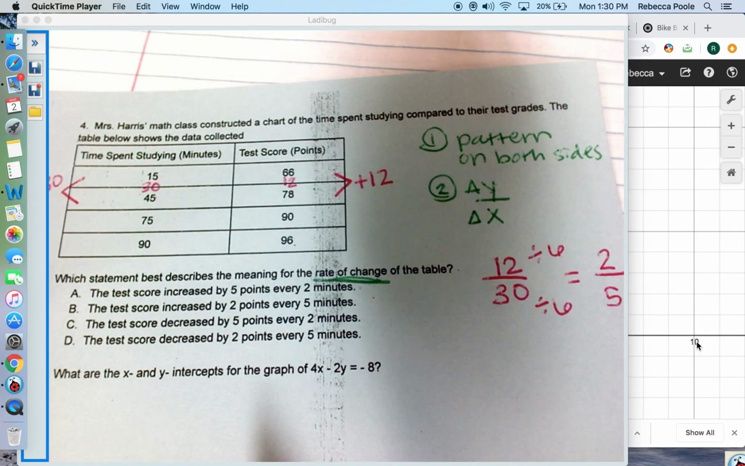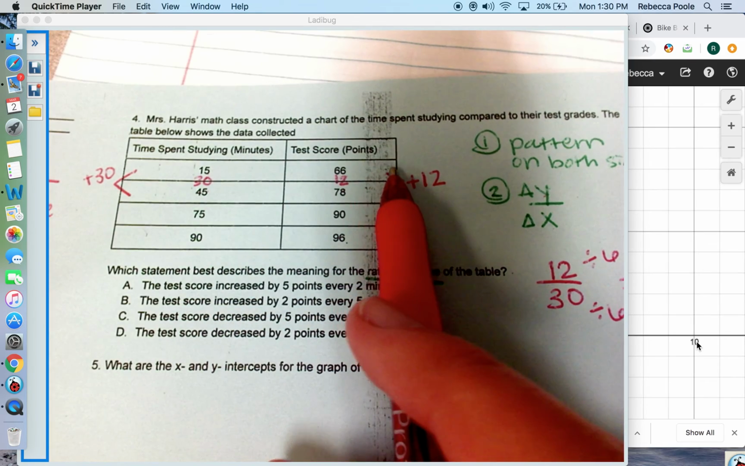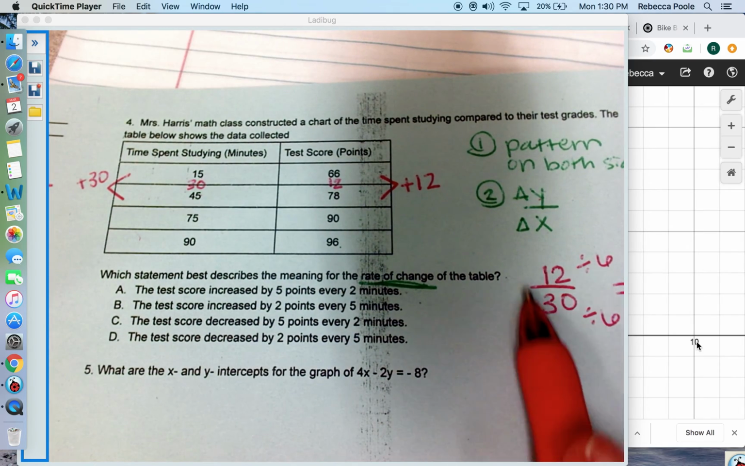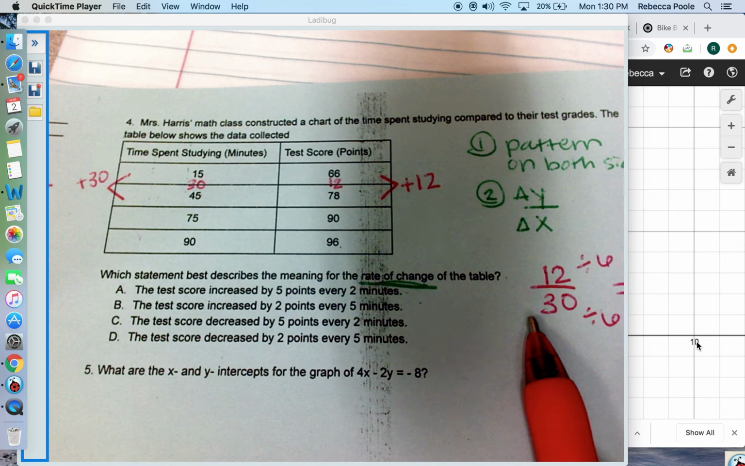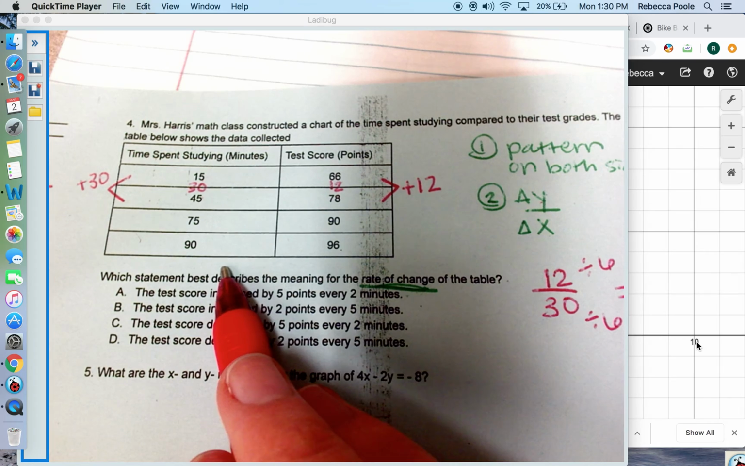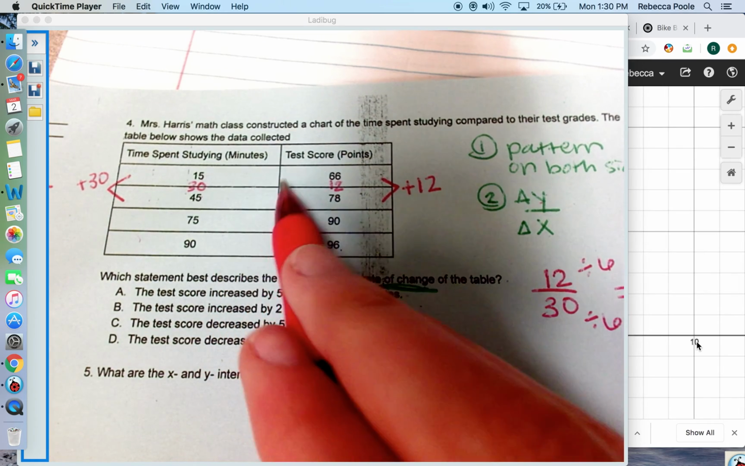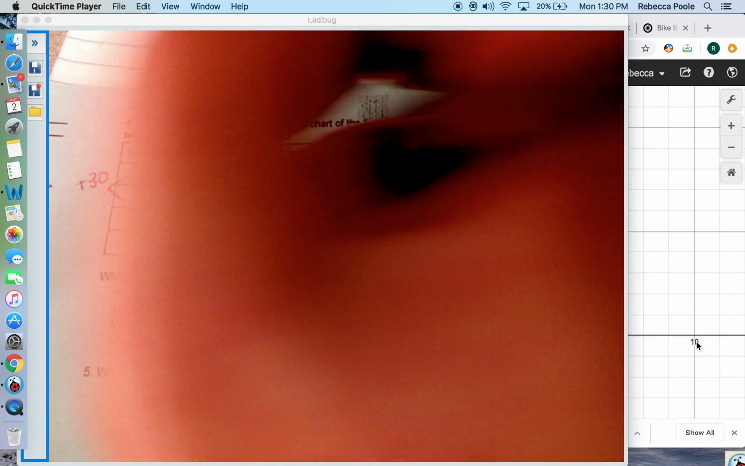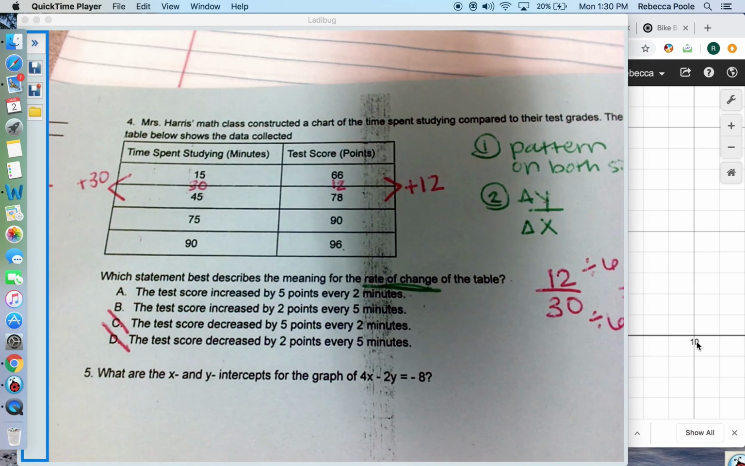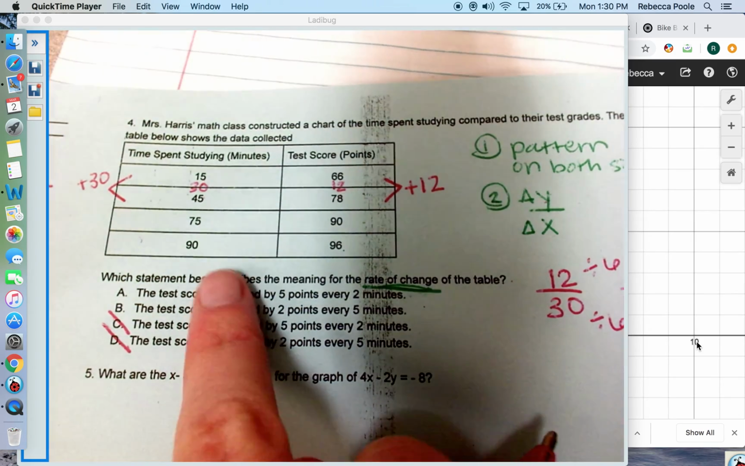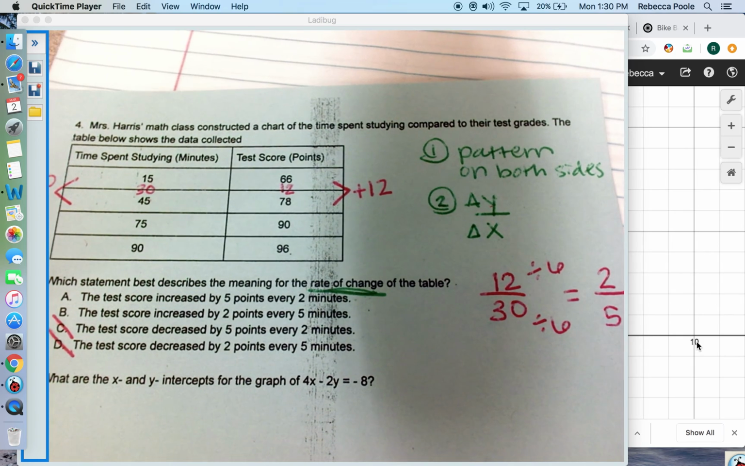All right, now let's talk about our slope. We were adding on both sides, which means our slope was positive. So if it's positive, then you guys know from doing our line of best fit stuff that these data points are increasing. So we can go ahead and mark out C and D. And now we've got a 50-50 chance of picking the right one. So let's look at this again.